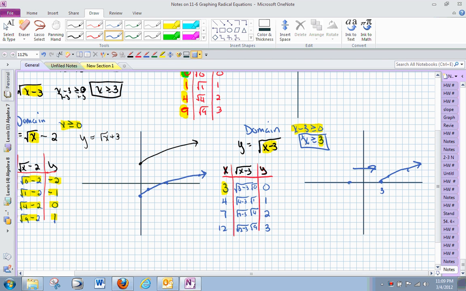Now, what would a graph look like if I wrote y equals the square root of x plus 2? Well, again, my domain is x plus 2, so x would have to be greater than or equal to negative 2. So my graph would begin at negative 2, and again, it would be the same thing, but go up to the right.